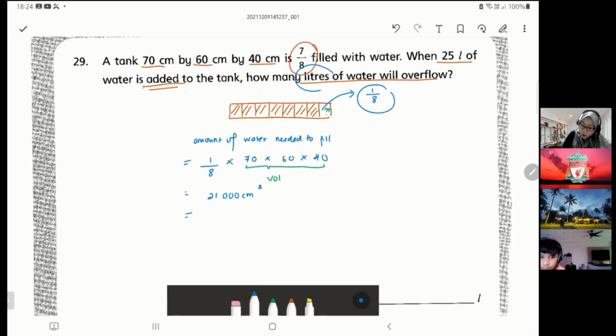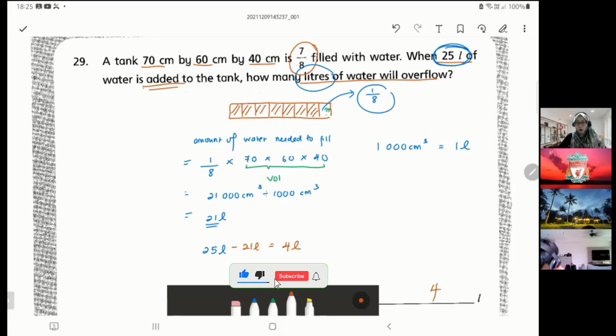And then I want liters, so convert this to liters. 1000 cm cube is equal to 1 liter. So 21000 cm cube divided by 1000 cm cube, I will get my 21 liters of water. So when 25 liters of water is added, there will be an overflow, because this is too much. I only need 21 liters to fill up the tank. But I go and pour in 25 liters. How much is the excess? 25 take away 21 liters equals 4 liters of water will overflow. 4 is the answer.